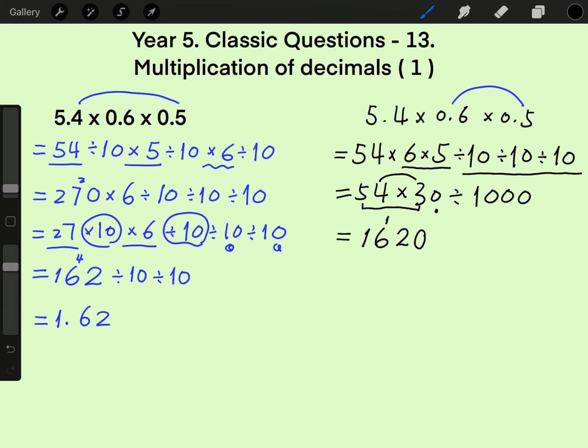So now we have 1620 divided by 1000. 1620. Now, the decimal point is here. Divided by 1000 means the decimal point moves leftwards 3 positions. So 1, 2, 3. Here we go. Still, we can get 1.62.